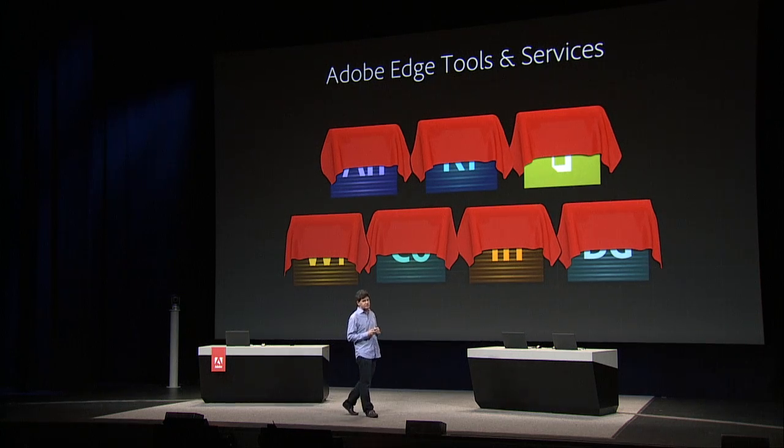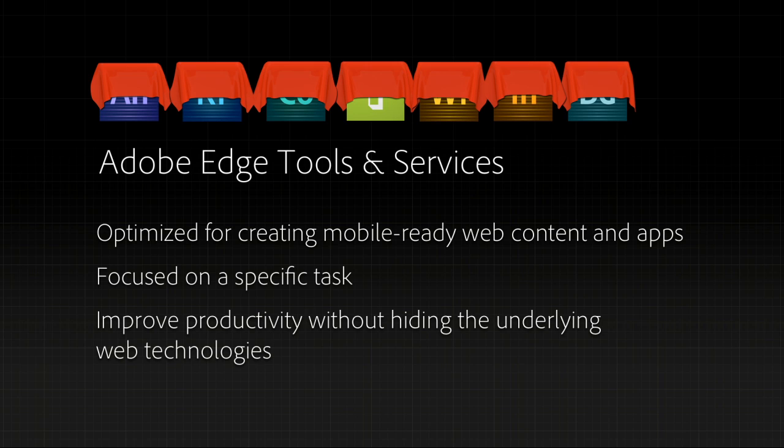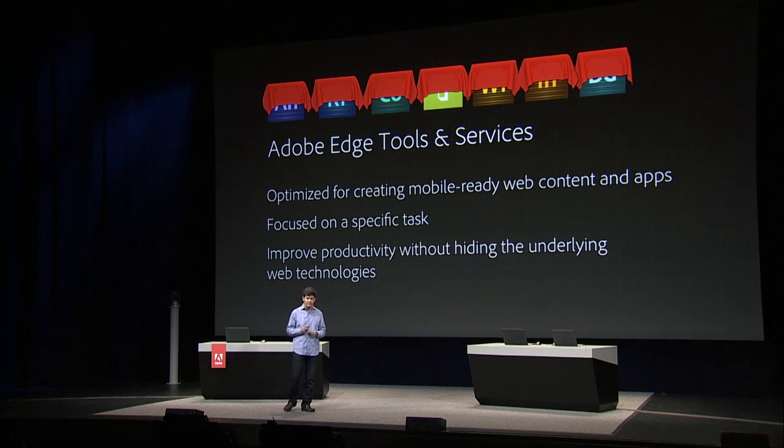As we set out to build these tools and services, we thought to ourselves, wouldn't it be great if we had a set of tools that were optimized to create mobile-ready content for the web and for applications? And wouldn't it be great if we did them in a way where each tool was focused on an individual task so that each tool would work well individually, but these tools could also work really well together, and importantly, they could be mixed and matched with other third-party tools and services that may not be from Adobe. And we also thought it would be critical as we design these tools to make sure that they improved productivity, but did so in a way that did not hide the underlying code of the web technologies being used. So let's take a look at what we've done.